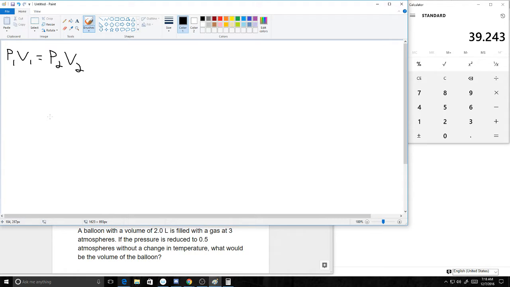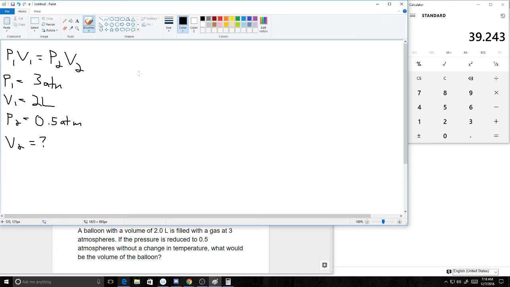In this case, I will always begin by listing out the variables: P1, V1, P2, and V2. According to the question, a balloon with a volume of 2 liters, that's my starting volume, is filled with a gas at 3 atmospheres. That's my starting pressure. Atmospheres or kilopascals is pressure. They say that the pressure is reduced to 0.5 atmospheres. What would be the volume of the balloon? So we're looking for V2. I've listed out what they gave me, and I just need to plug those numbers in.